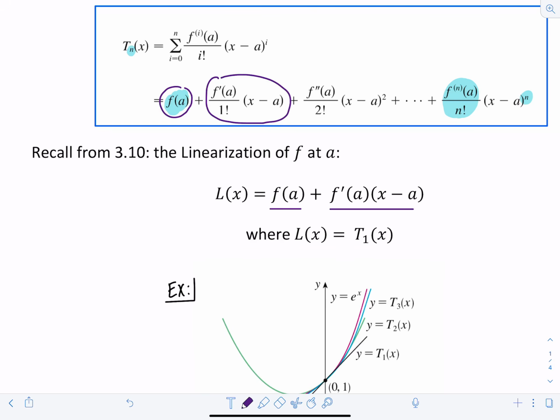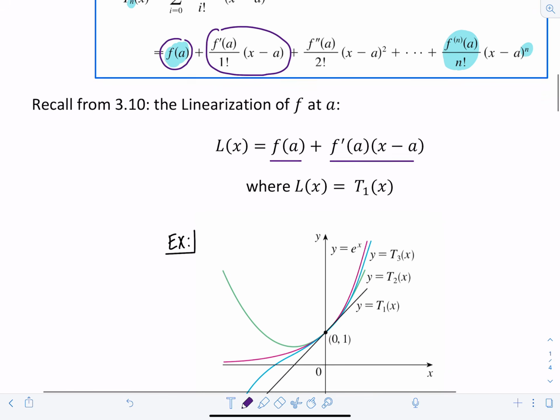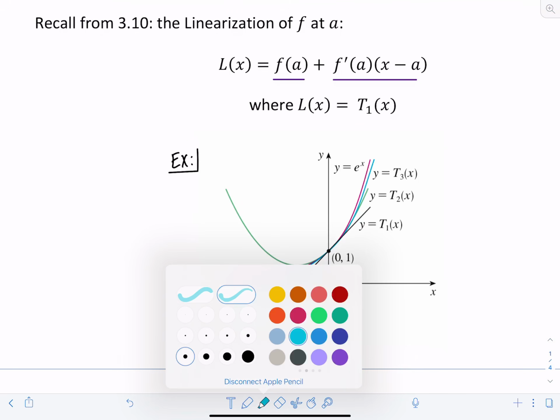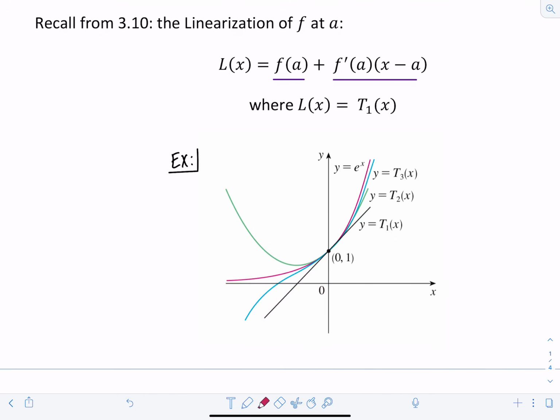To illustrate a little more why we want higher and higher degree polynomials, notice here's y equals e to the x. Y equals e to the x is the graph in the pink. Can you see it? That's e to the x. Here's my first degree Taylor polynomial, the linearization, T sub 1 of x, the black line. We can see that it does a good job of approximating e to the x, but only in a small window near the value of a, near my actual point of tangency.